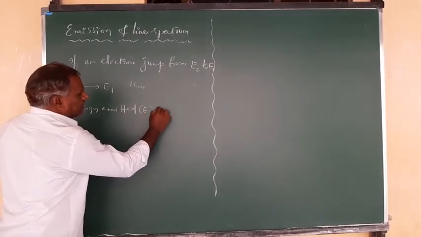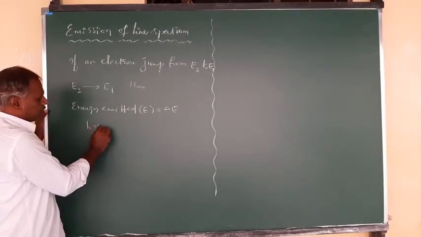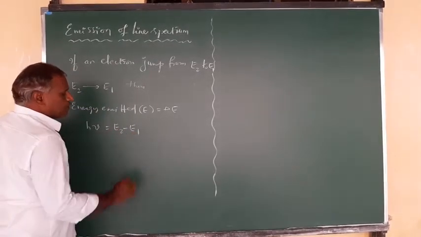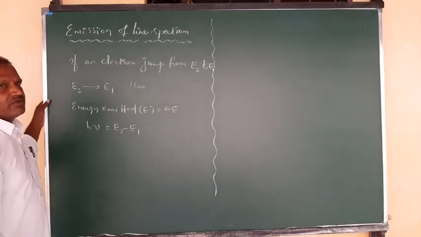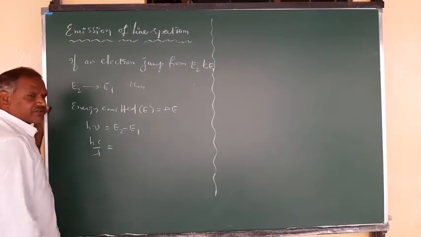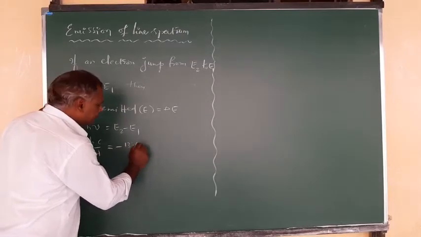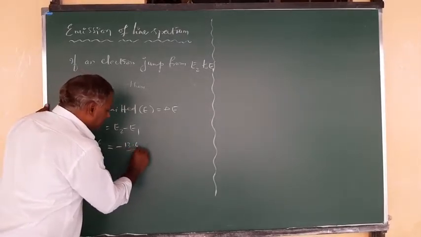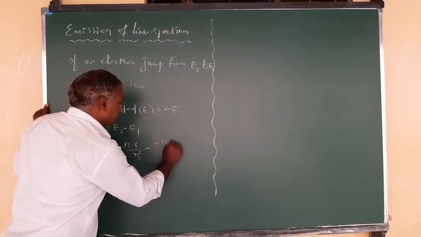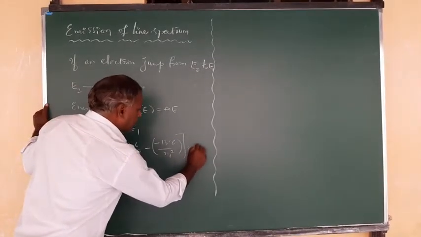You can write it as delta E, which is given by H nu is equal to delta E. Delta E is nothing but E2 minus E1. We have already discussed the equations for these energies, so substitute them. Here I can write nu as C by lambda. E2 is nothing but minus 13.6 electron volts upon N2 square, minus 13.6 by N1 square, total in electron volts.